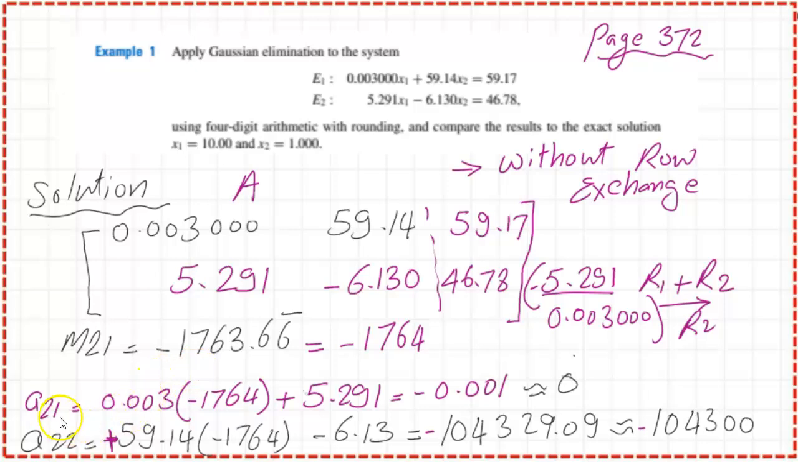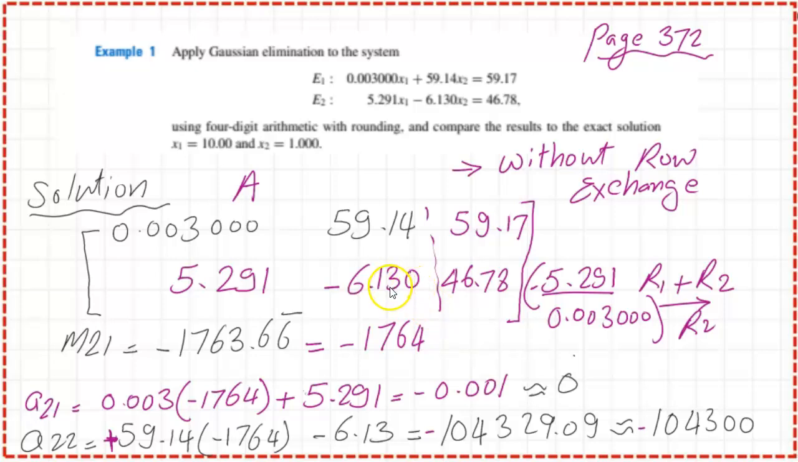So the new element A21 will be 0.003, because this is R1, multiplied by M21 after rounding, which is minus 1764, and we add to R2 the A21 value, 5.291. So the new value is minus 0.001. Approximately, we can consider it as equal to 0.